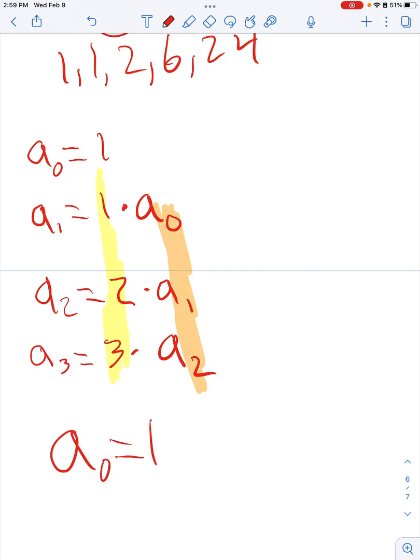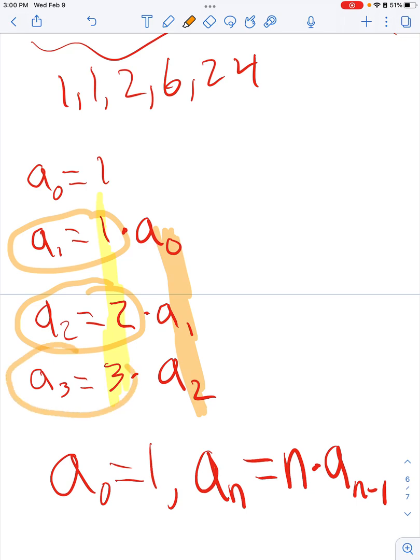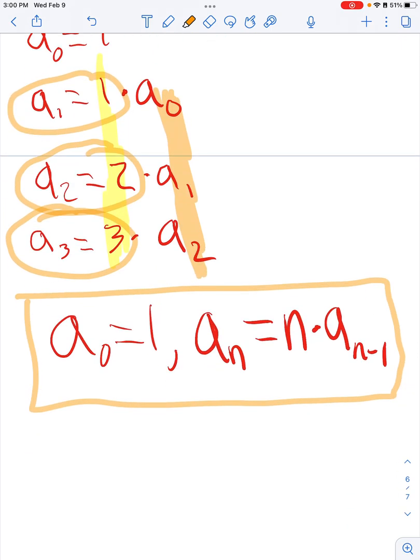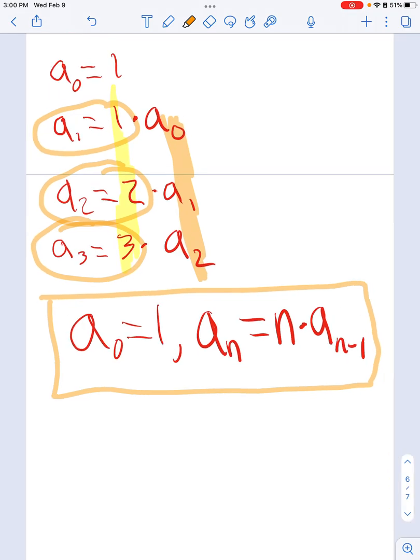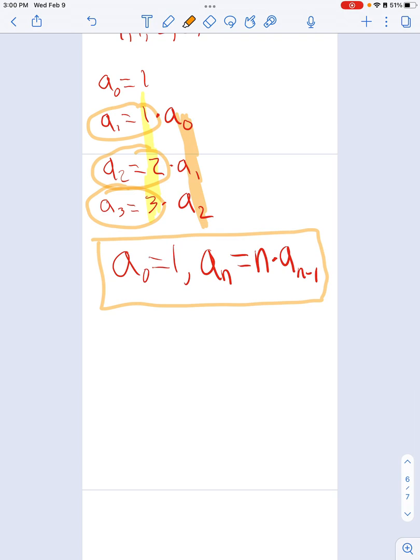So the recursive rule for this is, again, we take our a sub 0, our starting point, and then to find the next term, we need to take whatever n is and multiply it by the previous term. So that's where, again, if we looked right here, a sub 1 used 1, a sub 2 used 2, a sub 3 used 3. So our answer is going to be whatever term you're looking for, multiply it by the previous term. So if I was looking for the 100th term, I would say 100 times whatever that 99th term was.